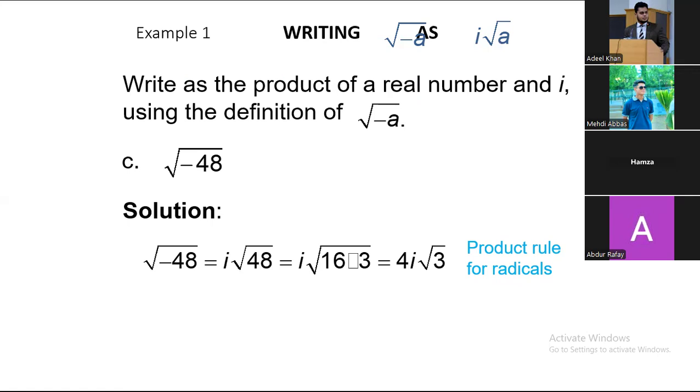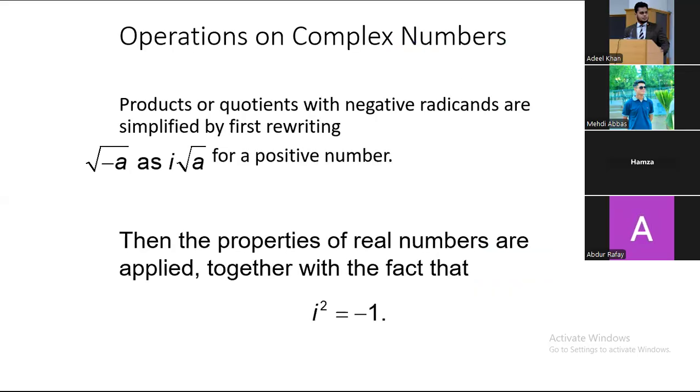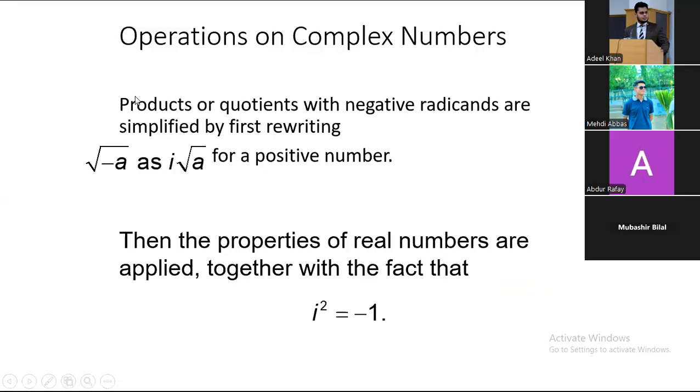So this is the example, which consists of three parts: A, B, C. The operation of complex numbers we will discuss over here. The products or quotients with negative radicals are simplified by first writing square root of minus a as iota square root of a. So the positive number would be represented in this aspect.